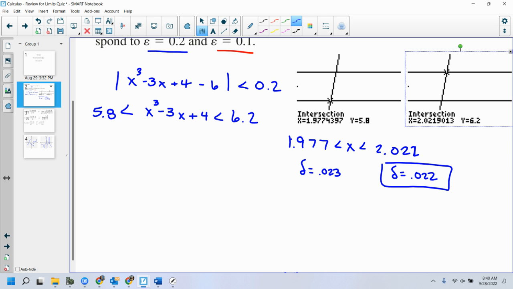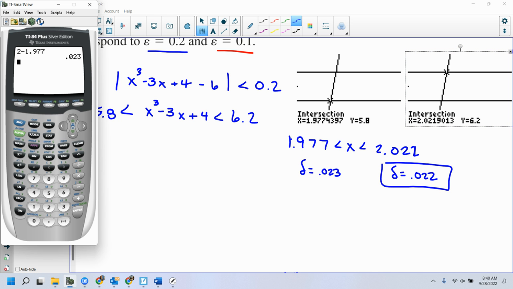Okay, how would this change when I want to do epsilon of 0.1? Well, I would honestly just go back into my calculator and go to my y equals. Instead of 5.8 and 6.2, let's do 5.9 and 6.1, because that's going to give me a little bit more narrow of a focus now. And now when I run those x values, I just do the exact same thing. I calculate and then find the smaller value of delta. Does that make sense? Okay.